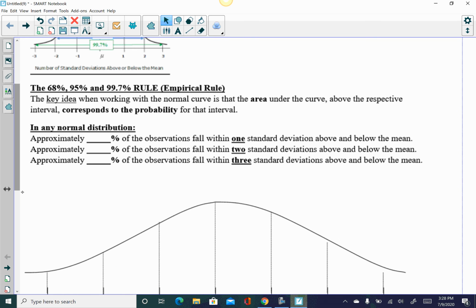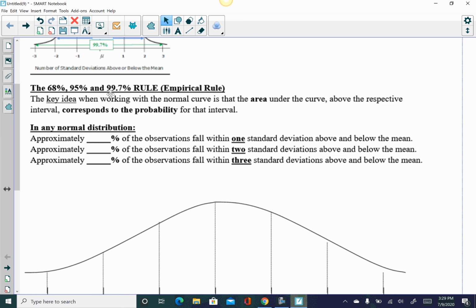So on your formula sheet, you are given this information. It is referred to as the 68, 95, 99.7 rule. So these percentages are given to you to help you derive it if you don't want to memorize it. But I think that once you do a few problems, once you memorize one side, it's symmetric, so the sides just mirror one another.